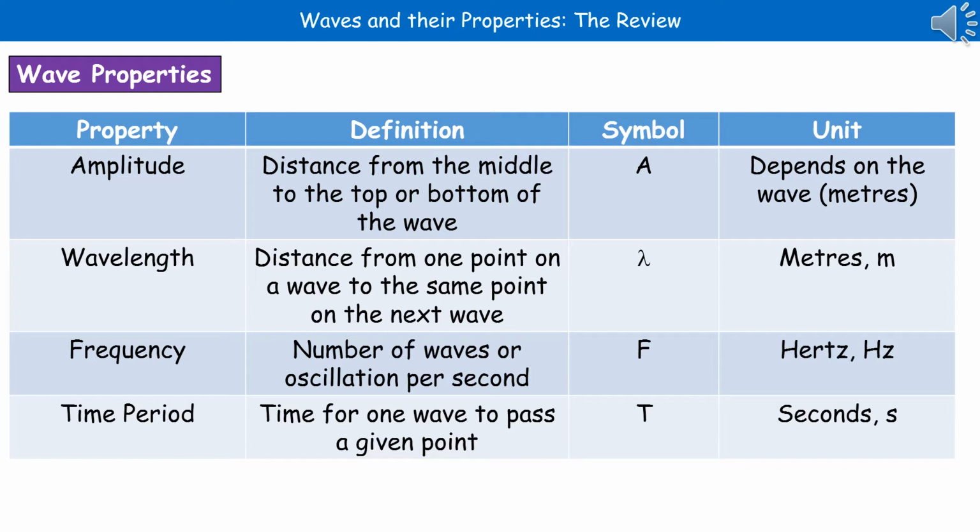The third property we need to know is the frequency. This tells us the number of waves or oscillations that occur per second. Its symbol is a capital F and it is measured in the units hertz, which have the symbol Hz. The last one, the time period, is the time for one wave to pass a given point. This is going to be measured in seconds because we're talking about time.